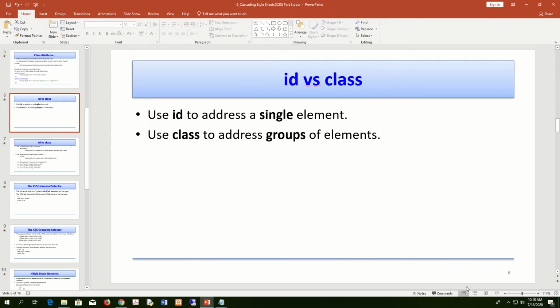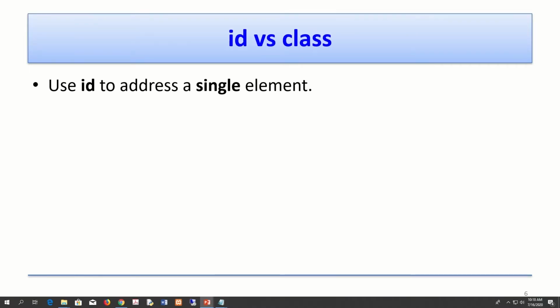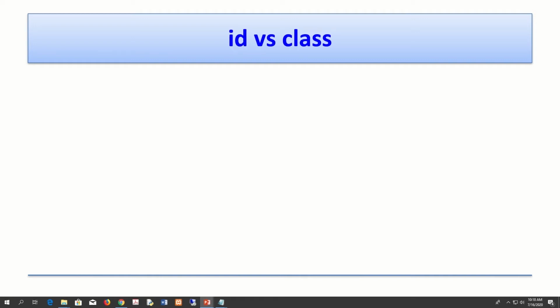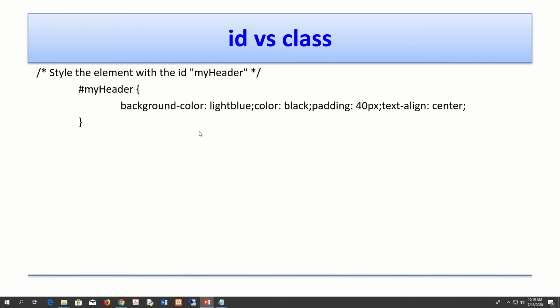So then the next topic is the comparison between ID versus class. Actually, we use the ID attribute for a single HTML element, whereas the class is for a group of elements. That means the ID addresses a single element, and the class addresses a group of elements. Okay. So like this, right? Here I have my header ID.